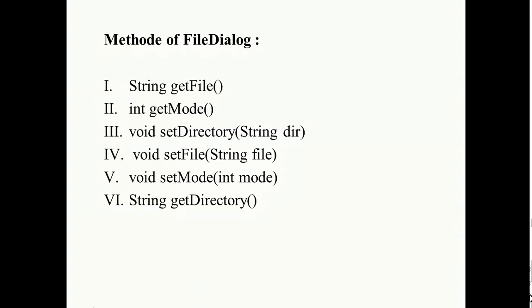Fifth method is void setMode. Parameter is int mode. This method is used to set the mode of the file dialog. And the sixth method is String getDirectory. This method is used to get the directory of the file dialog, or return the directory of the file dialog. These are the 6 methods of the file dialog.